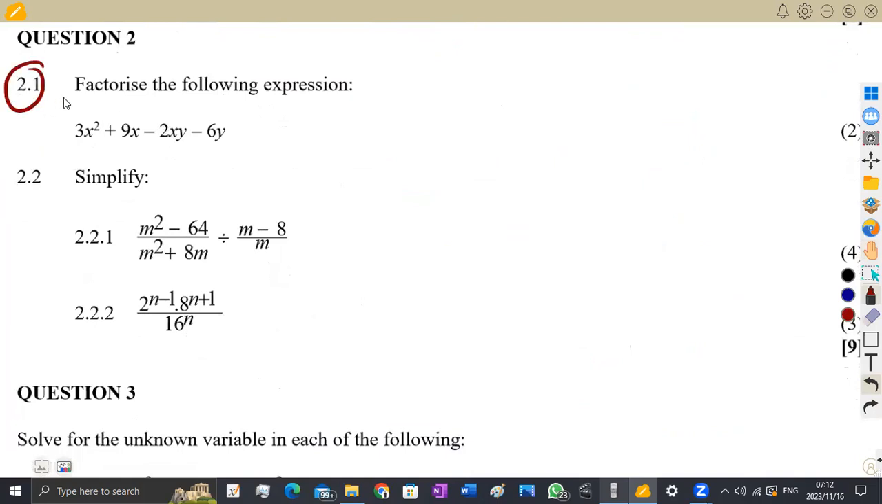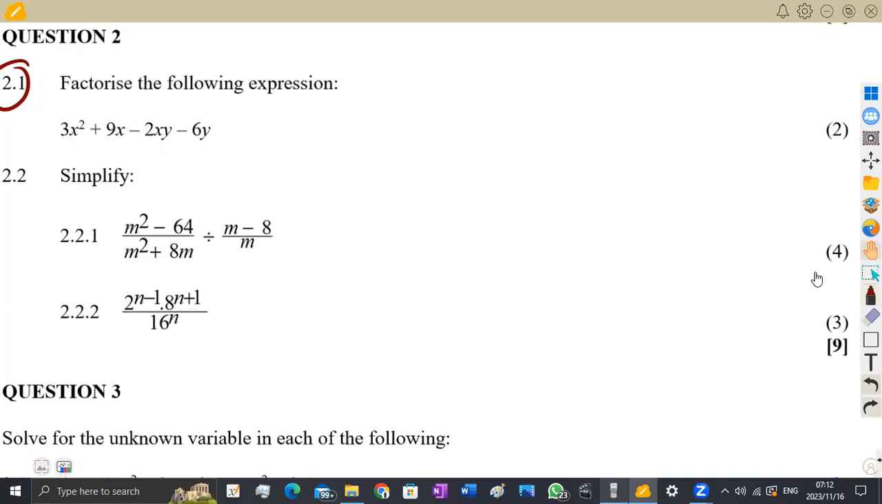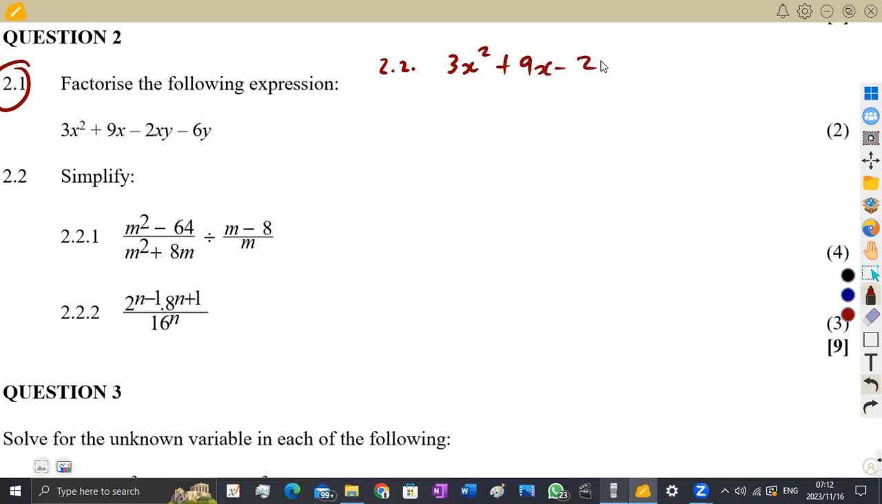All right, number 2.1, which is on question number 2: factorize the following expressions. I'm just going to use this part, guys. That's a quadrinomial because we are given 1, 2, 3, 4 terms. We're given 4 terms, so this one is best done by grouping. If you are given 4 terms, it is best done by grouping. So we are given in this case 3x squared plus 9x minus 2xy minus 6y.